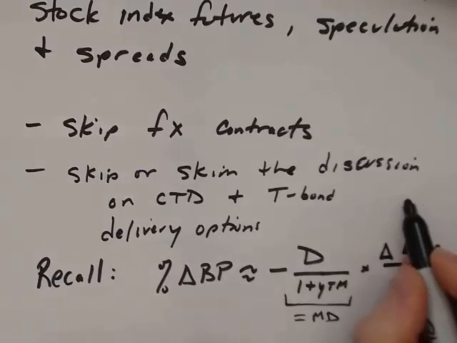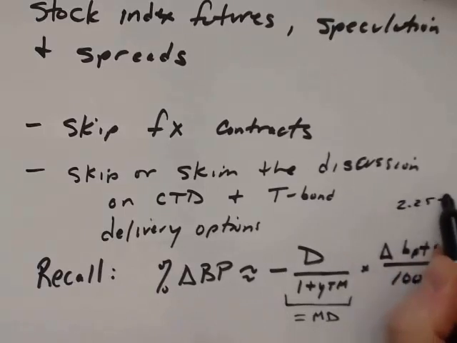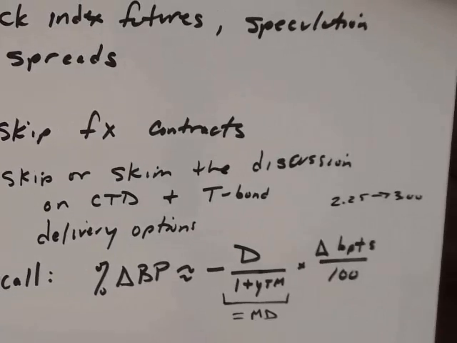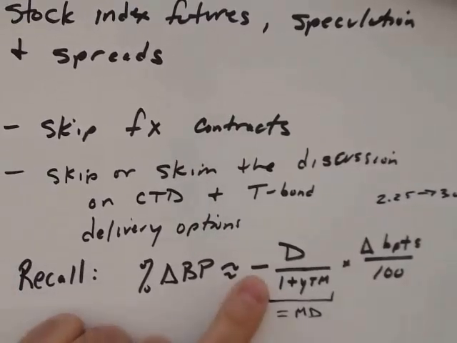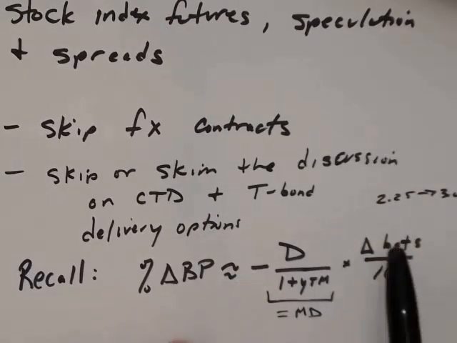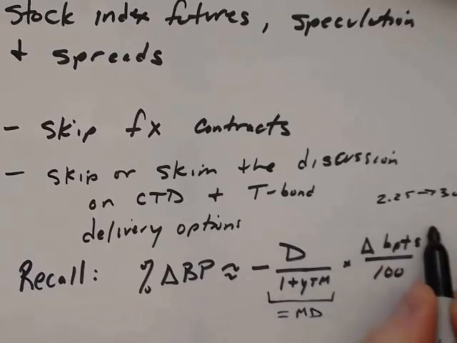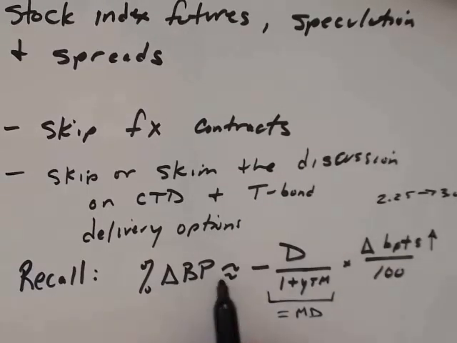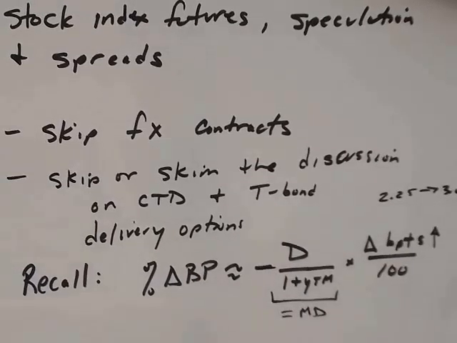So if interest rates go from 2.25% to 3%, that's a 75 basis point increase. So you'd have 75 here. And then you divide it by 100, so this whole thing would be 0.75 overall. Okay. And there's a negative sign in here because when interest rates go up, bond prices go down. So you need to have this negative sign in here.